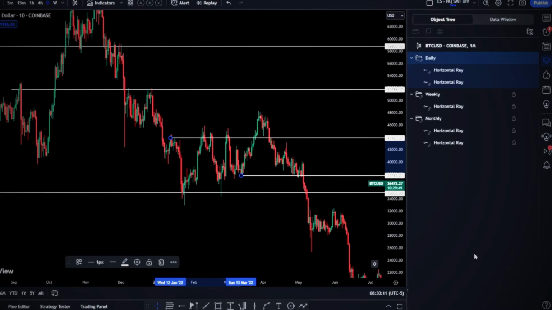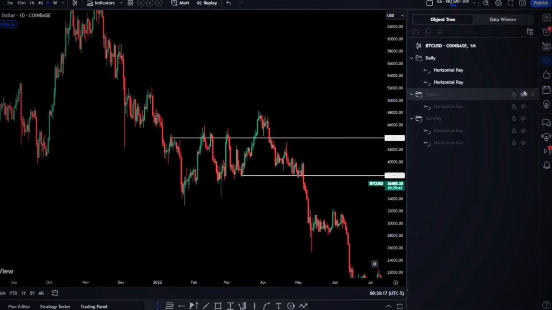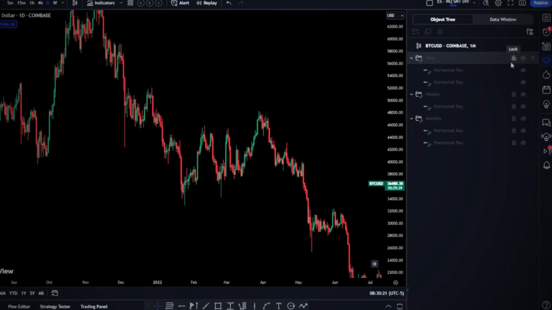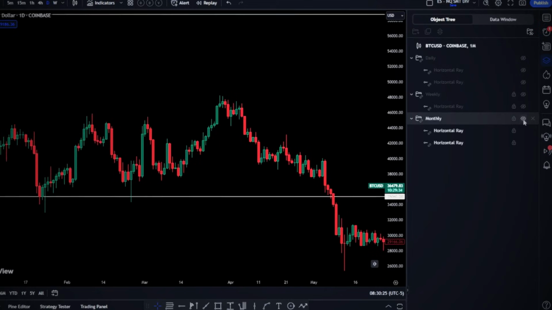If you've done this, you should now have 3 folders. Organizing your levels like this is very useful, especially for the ADD people out there with cluttered brains like me. Also, this can allow you when looking on lower time frames to be more focused. When things are less relevant, you can hide them.